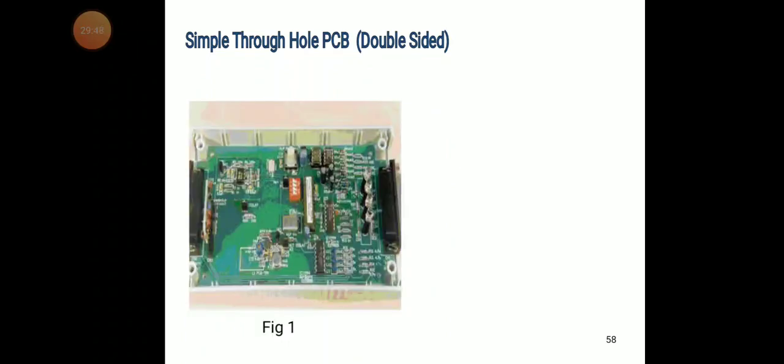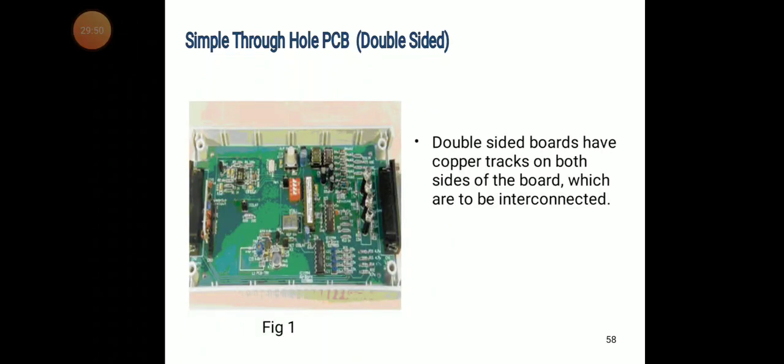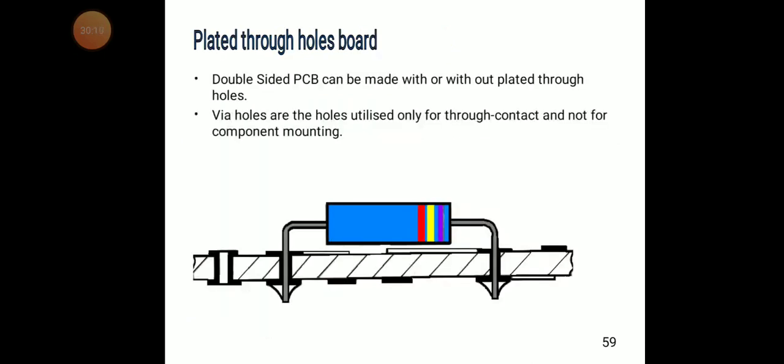Now we are going to discuss the double-sided through hole PCB. Double-sided boards have copper tracks on both sides of the board, which are to be interconnected. Double-sided PCB means both sides have copper tracks and both tracks should be interconnected.